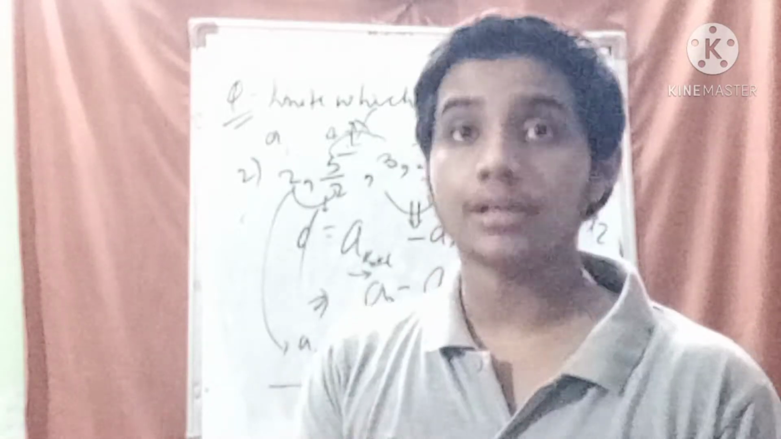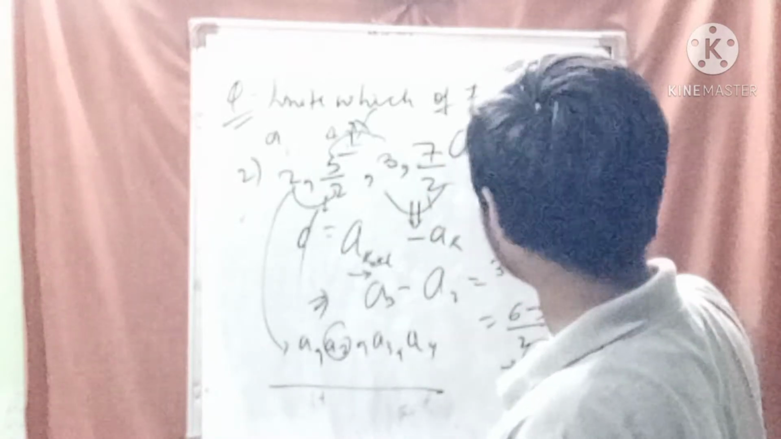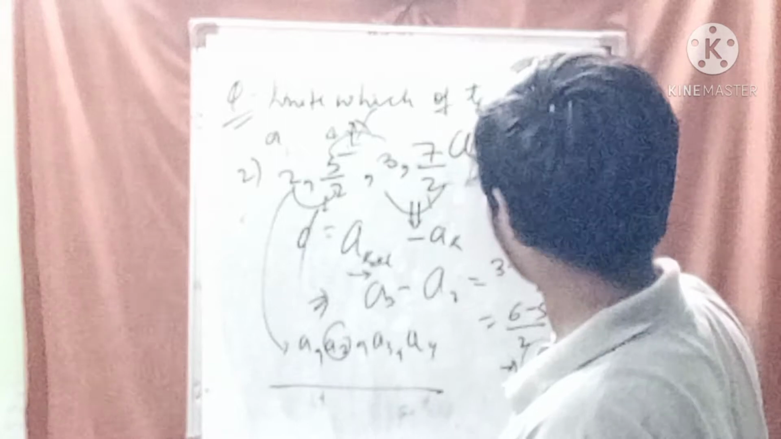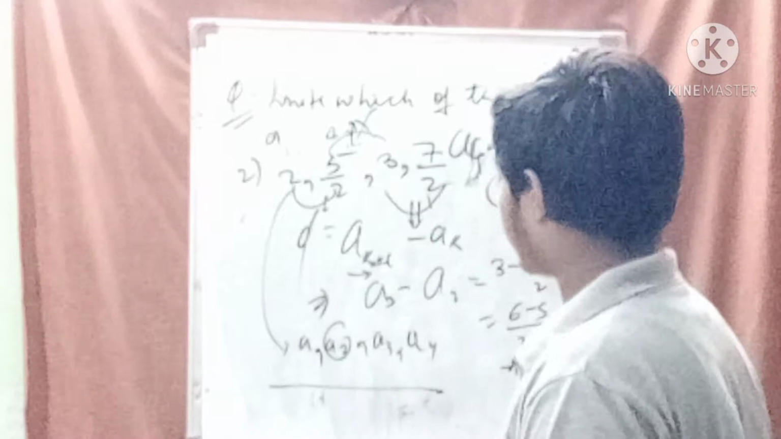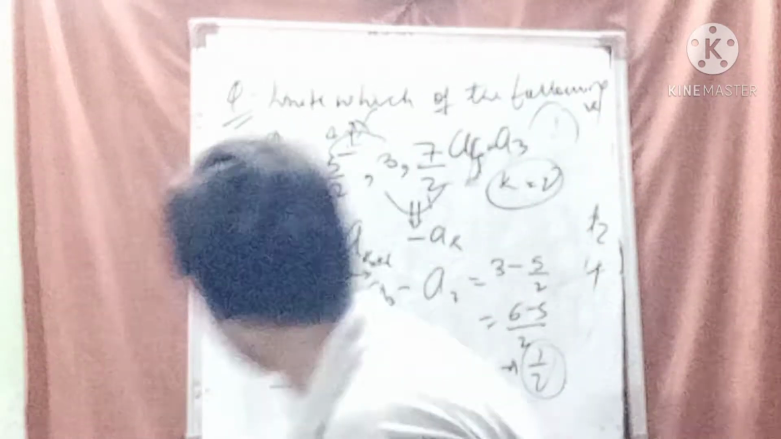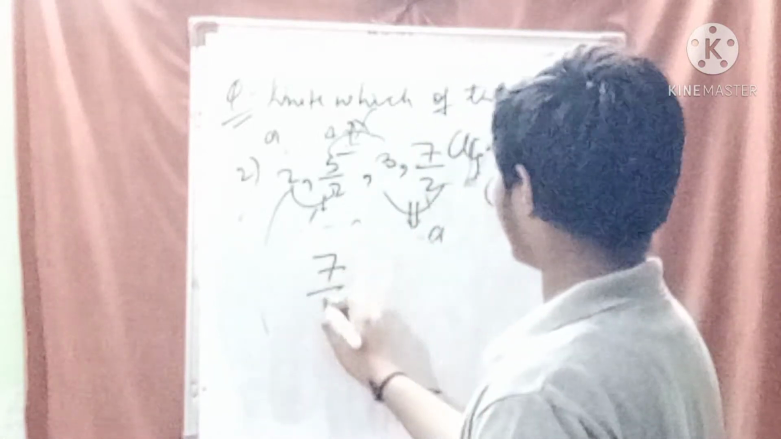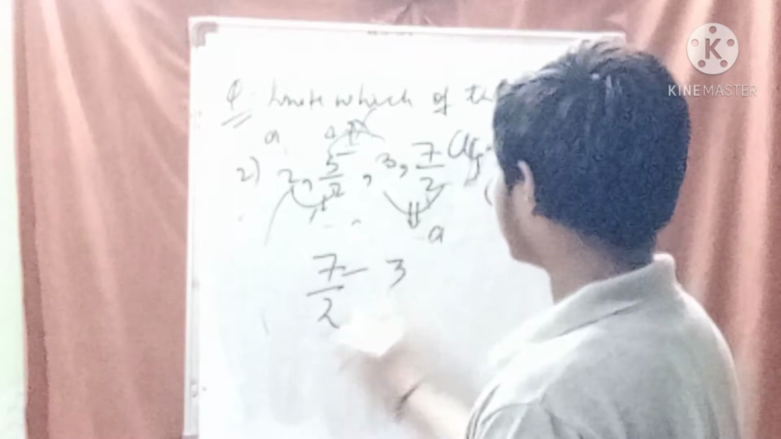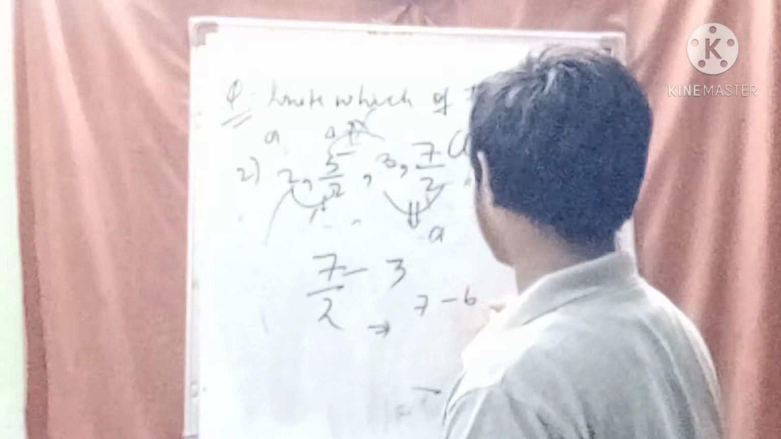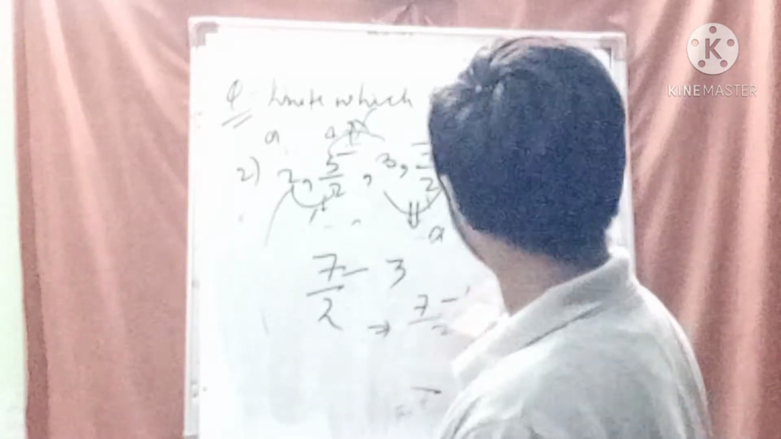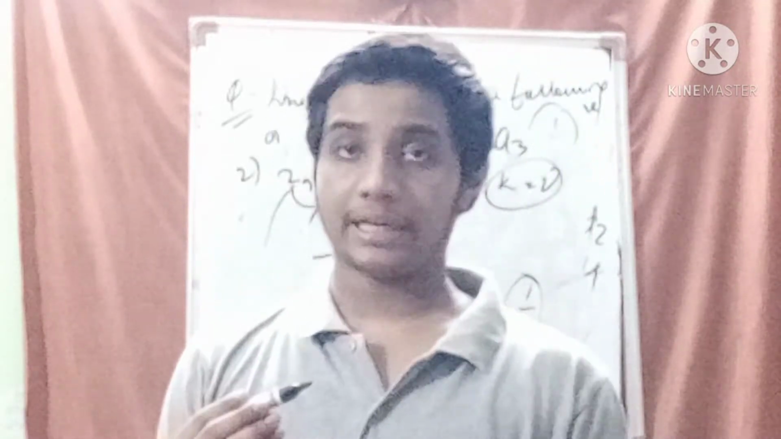But to get more clear, let's take one more. We have got only 4 terms, so A4 minus A3. What is the value of A4? The value of A4 is 7 by 2, minus 3. That is 7 by 2 minus 3, 3 twos are 6, 7 minus 6 by 2. That is 1 by 2. In both the differences it is 1 by 2. Hence we can call it an AP.